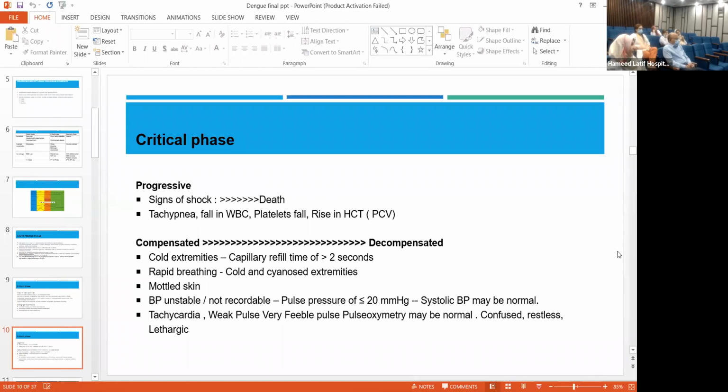The critical phase, if it progresses, can result in shock and death. The signs of shock are tachypnea, cold extremities, rapid breathing, mottled skin, BP becomes unstable and non-recordable, tachycardia. These are the general signs of shock.